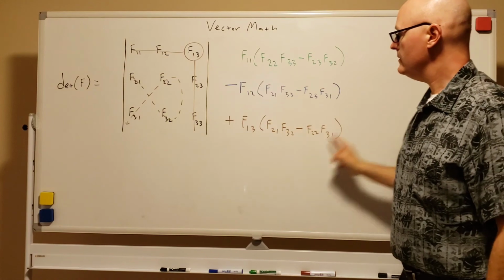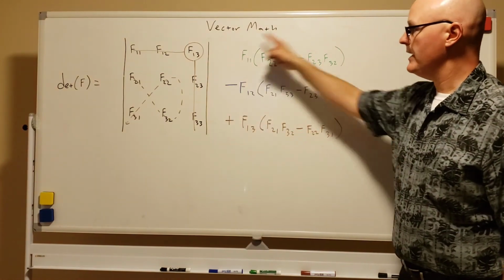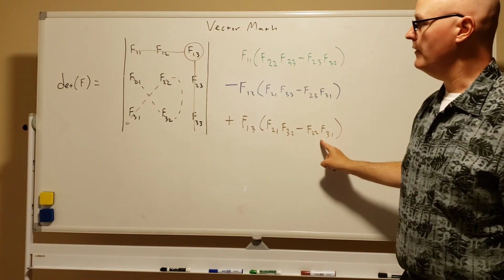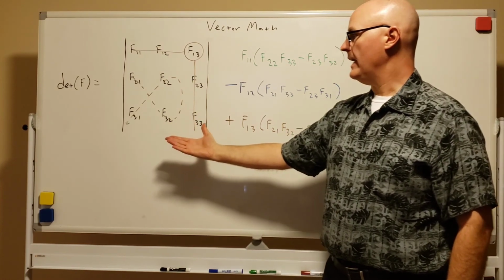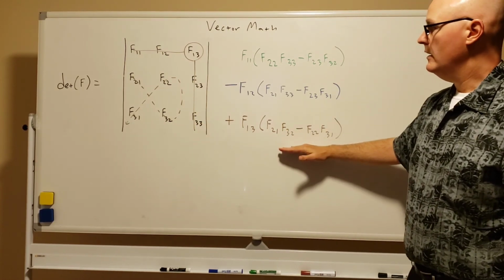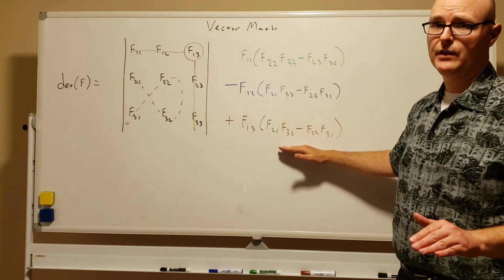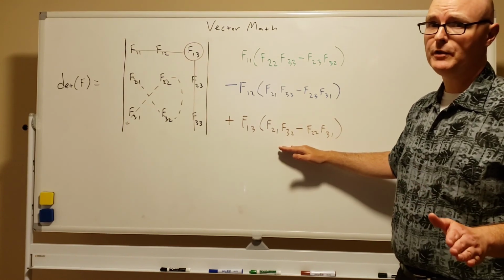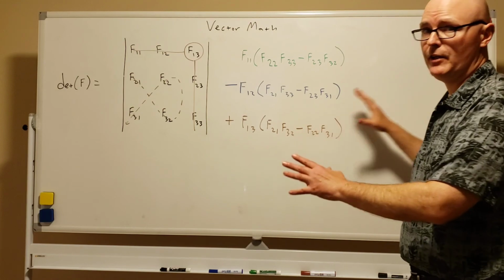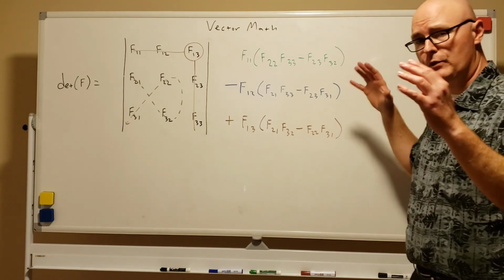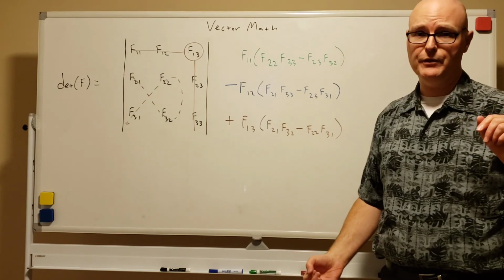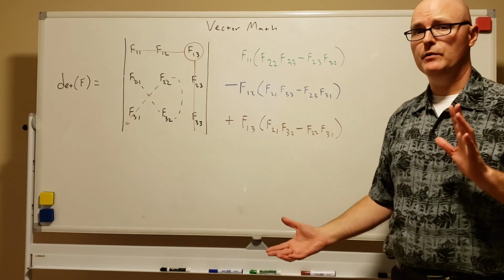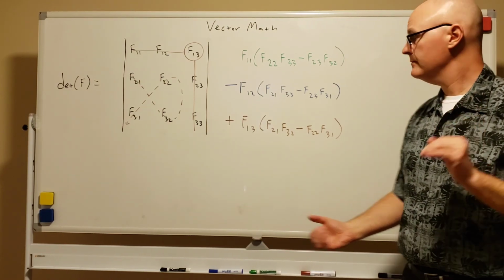So this is my determinant of the F matrix that I have here. I could continue this on for multiple dimensions. It just gets bigger and bigger and bigger. You keep shrinking these submatrices down. So maybe I'll do another video on that in the future. But that's kind of beyond the scope of what I'm working for here.